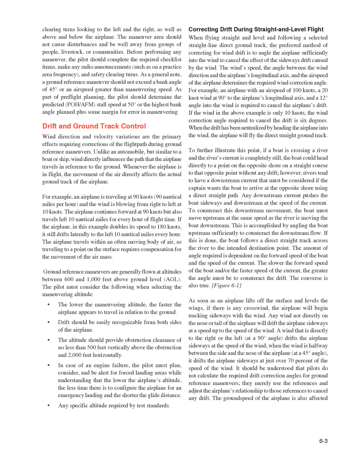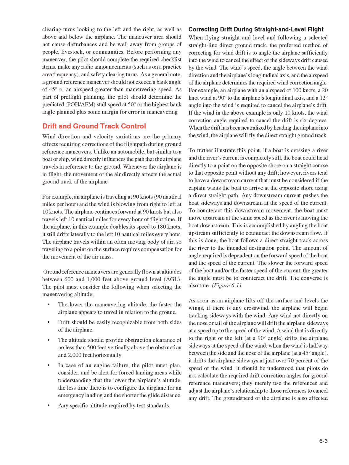Correcting drift during straight and level flight. When flying straight and level and following a selected straight-line ground track, the preferred method of correcting for wind drift is to angle the airplane sufficiently into the wind to cancel the effect of the sideways drift caused by the wind. The wind speed, the angle between the wind direction and the airplane's longitudinal axis, and the airspeed of the airplane determine the required wind correction angle.